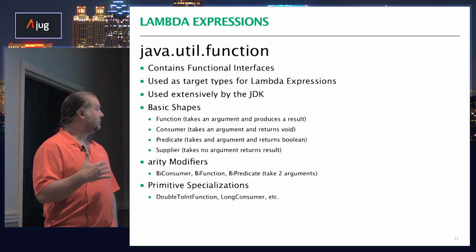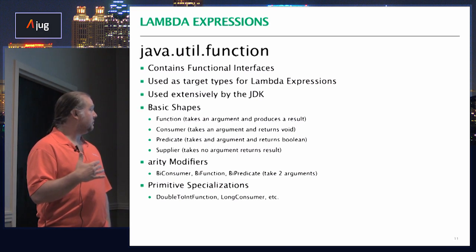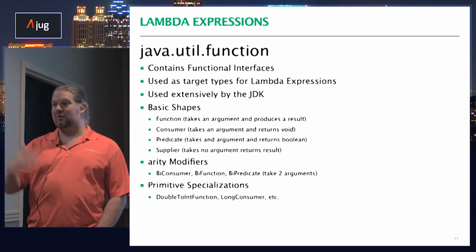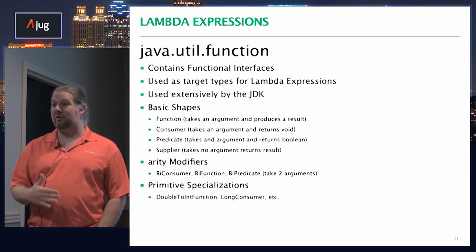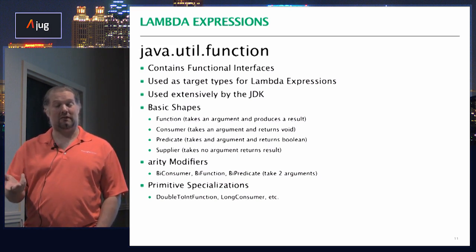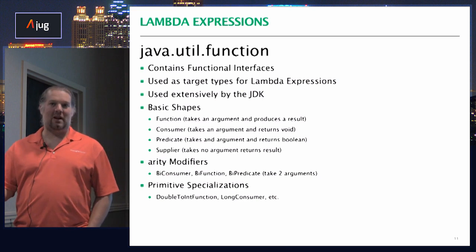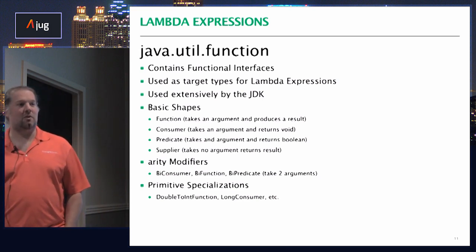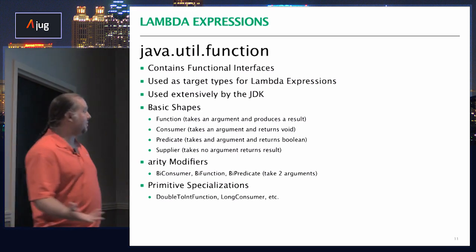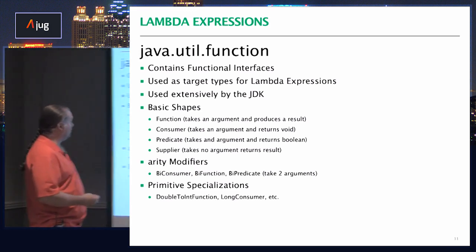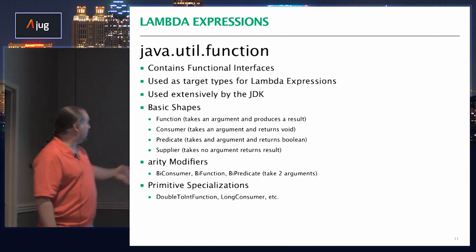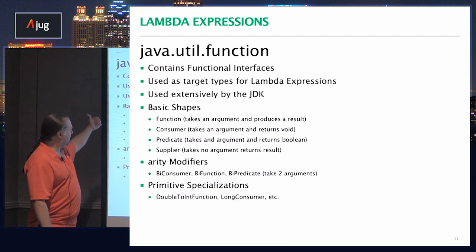So if you're ever looking through the collections API or a number of the new classes that are using Lambda expressions or functional interfaces, keep an eye on the Java docs for the util function package, because all of them will be in there. A couple of them I put here on this slide to give you an idea. The four main ones, there's actually one other that I didn't put here.